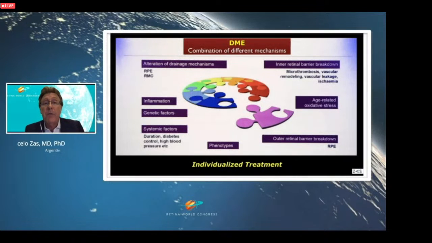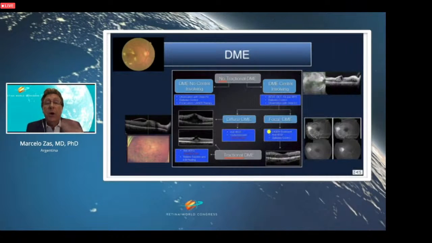As we know, diabetic macular edema is a complex combination of mechanisms of inflammation, genetic factors, systemic factors, and breakdown of the inner and outer barrier. So we need an individualized treatment for our patients. As we spoke before, spectral domain OCT classifies whether it is a tractional or non-tractional diabetic macular edema. And if you have diabetic macular edema involving the center of the fovea, and we can classify with fluorescein angiography whether it is focal or diffuse, laser photocoagulation is still an effective and sure therapeutic option for our patients.